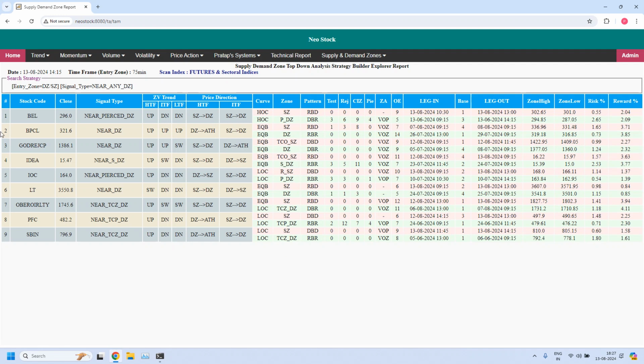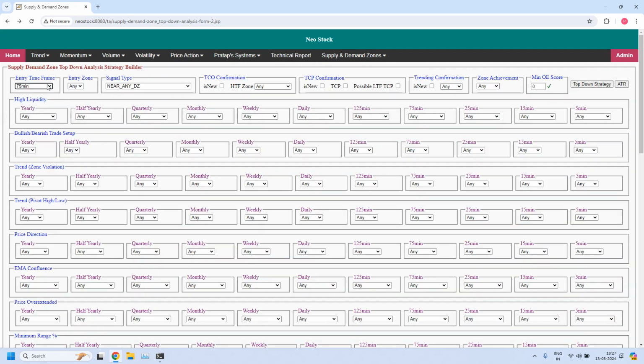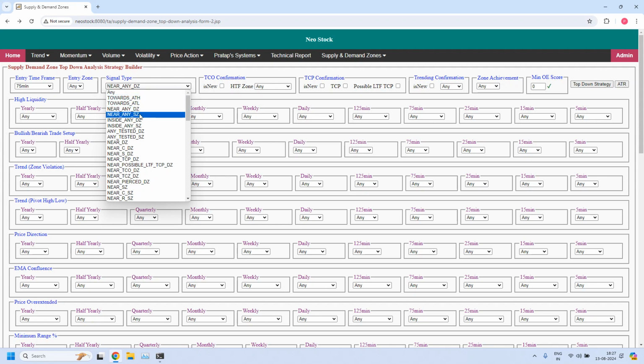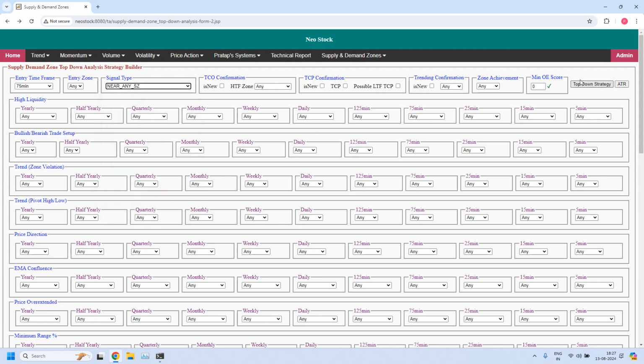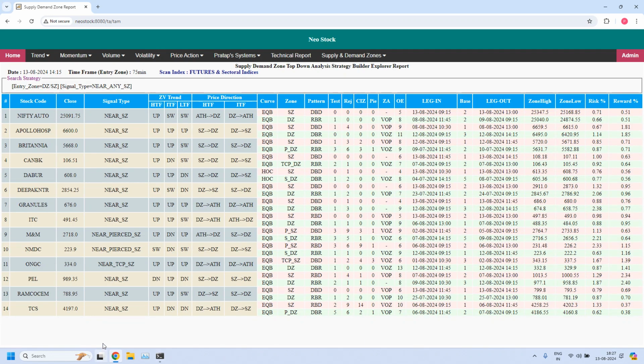Okay, the next time frame is, next report for 75 minutes time frame. Let us find the stocks near 75 minutes supply zone. 14 stocks are filtered near to the 75 minutes supply zone. Let us identify any high liquidity supply zones on 75 minutes time frame.